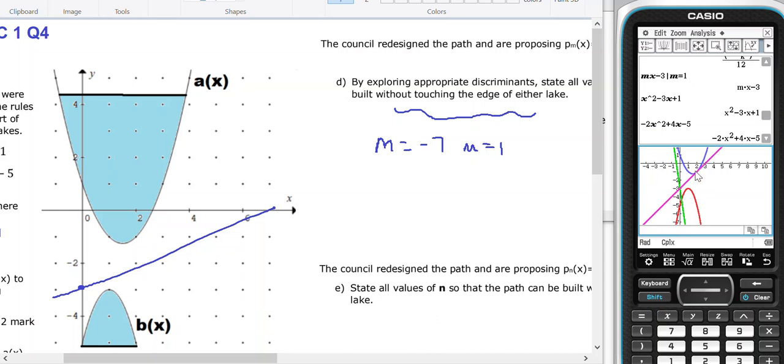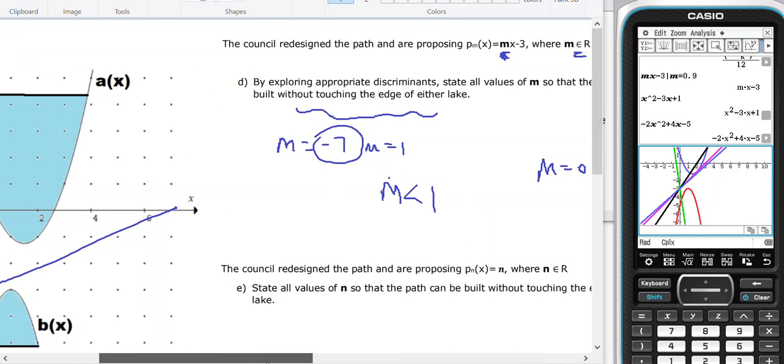That's much better. So m equals 1, but remember this m is the gradient. So I don't want it being bigger than 1. So if I go 1.5, that's no good because I want it to be in between them but not touching. So I could have 0.9. Okay, so I'm wanting less than 1 for m, but not down to -7.